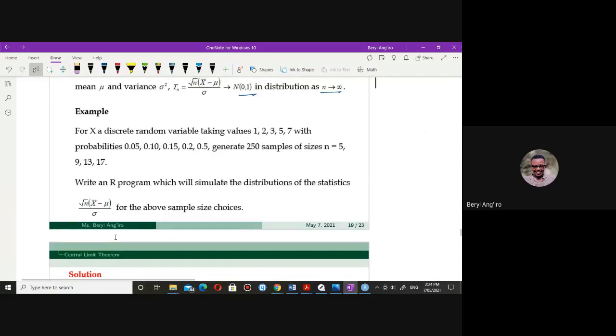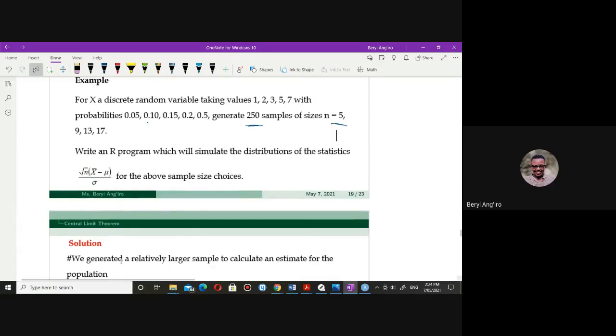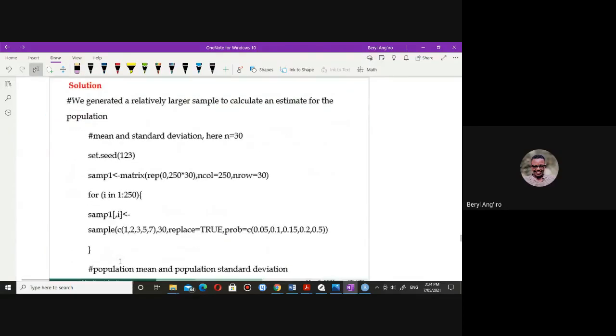For x, which is a discrete random variable, which takes values 1, 2, 3, 5, and 7, with probabilities, those are the probabilities generated. Each probability is 0.05 for value 1, 0.1 for value 2, etc. Generate 250 samples of size 5, 9, 13, and 7. Then write an R program which will simulate the distributions of the statistic of the above sample. So you can try and run this code at home.